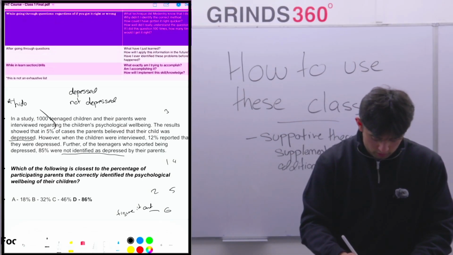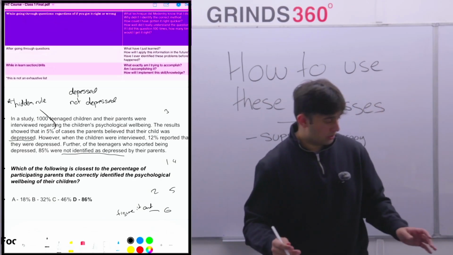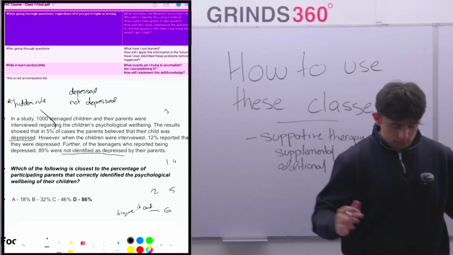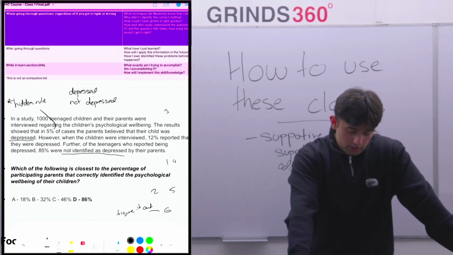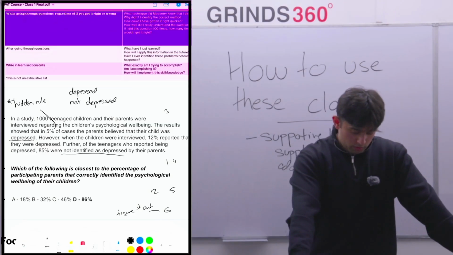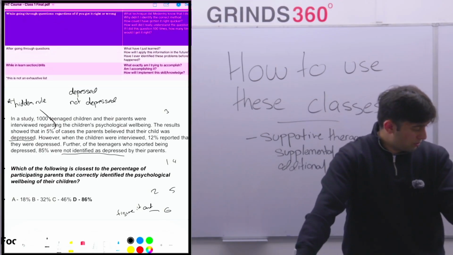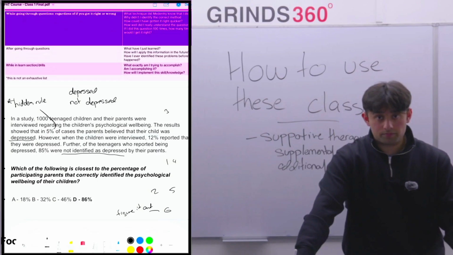Well, we have a bit of time. I've got confirmation this will go till 2, so I'm not worried about getting kicked off. Can somebody tell me what hidden rule is there from this line? So they've said that in 5% of cases, the parents believe their child was depressed. What bit of information have they told us without telling us? Can somebody come up with it? Perhaps somebody who figured out the answer was D. Any ideas?